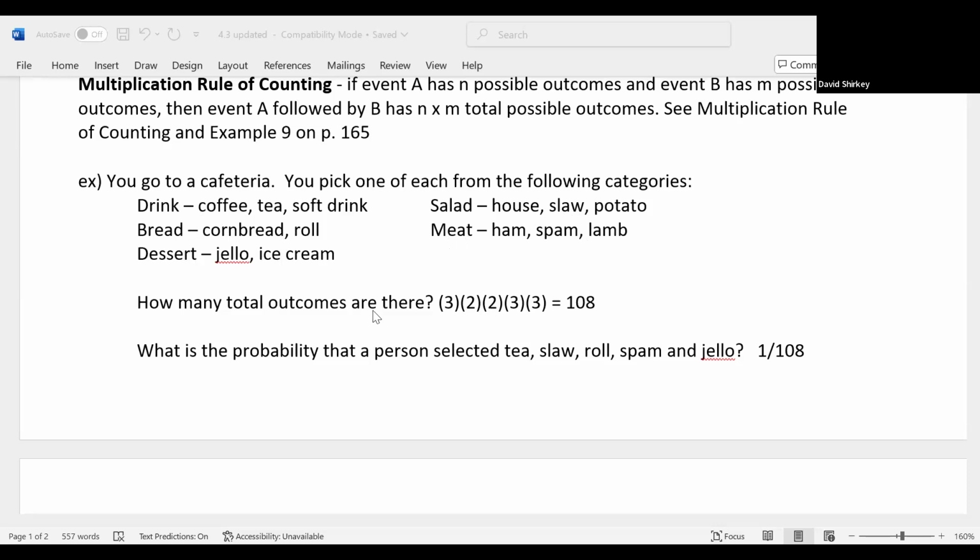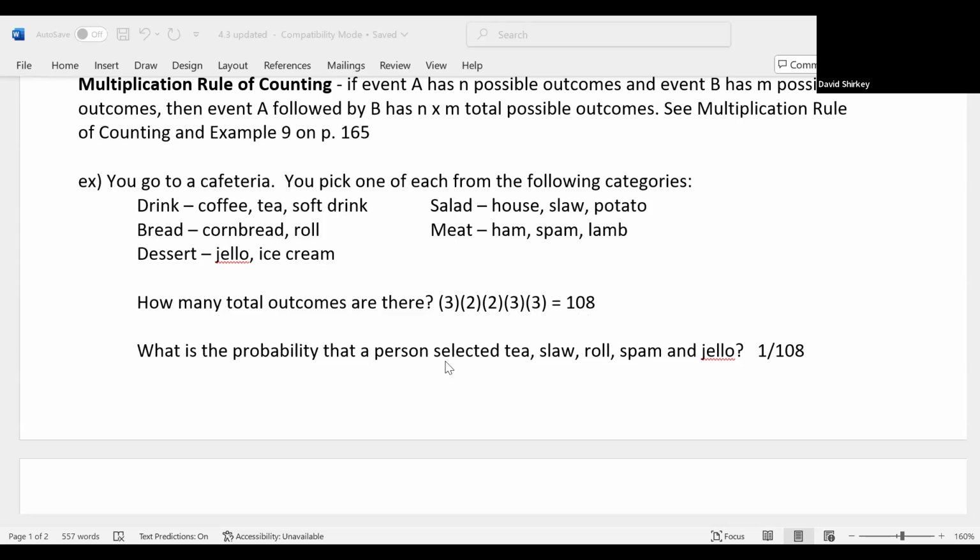So how many total outcomes are possible? Well, notice for the drinks, there's 3 outcomes. That's this 3 right here. For the bread, there's 2 outcomes. That's this 2. For dessert, Jell-O and ice cream, that's 2. For salad, you have 3 outcomes. That's this 3. And for meat, you have this right here. So all we're doing is multiplying those together. 3 times 2 times 2 times 3 times 3 equals 108. You have 108 total possible outcomes.